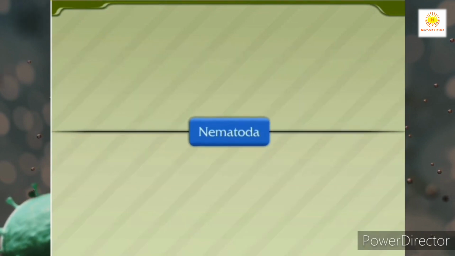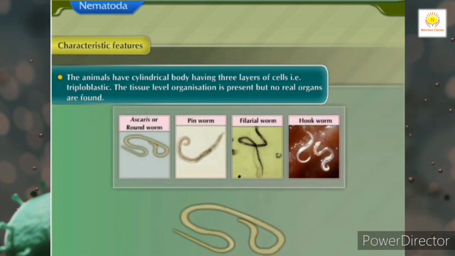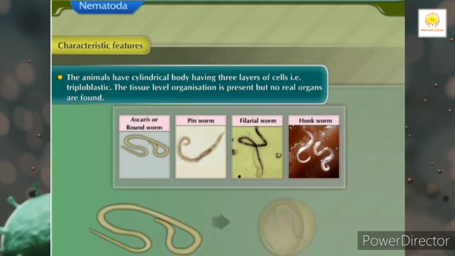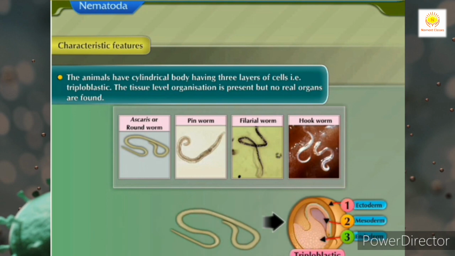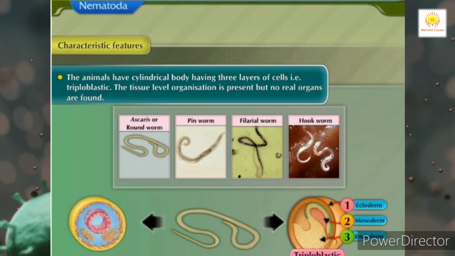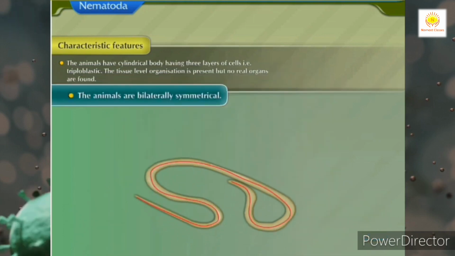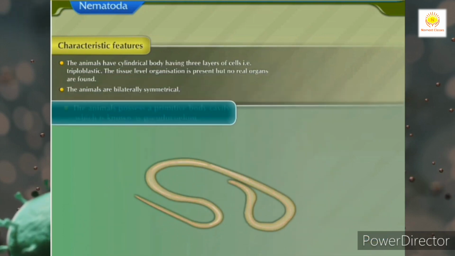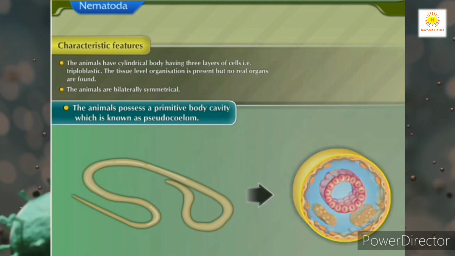Nematoda. The characteristic features of this phylum are: the animals have cylindrical body having 3 layers of cells, triploblastic. The tissue-level organization is present, but no real organs are found. The animals are bilaterally symmetrical. The animals possess a primitive body cavity, which is known as pseudocoelom.